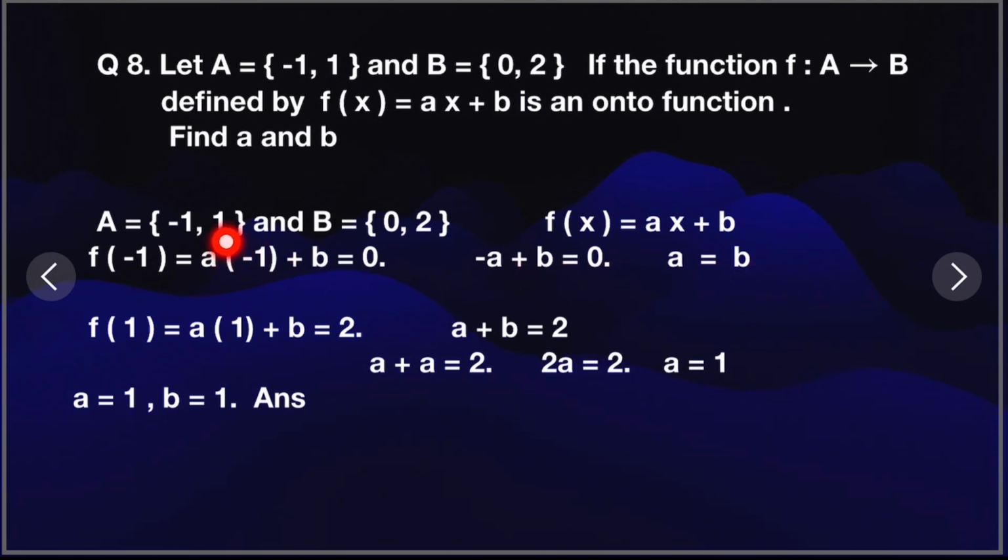So now take the next value, f(1), put the value of x as 1 and it will give the image as 2. So a plus b is equal to 2. So substitute b as a. So a plus a is equal to 2. So 2a is equal to 2, a is equal to 1. Put the value of a is equal to 1, you will get b is equal to 1. That is the answer.